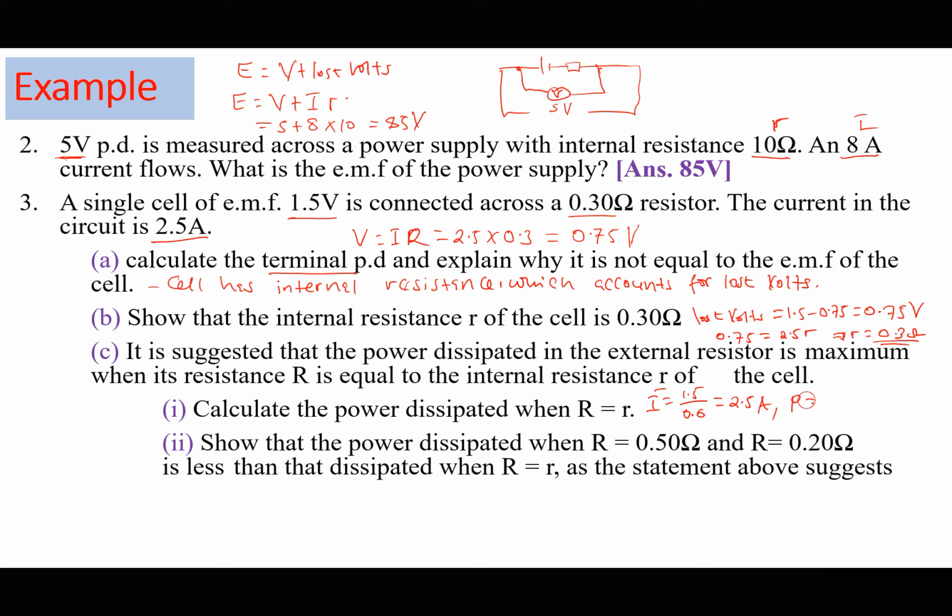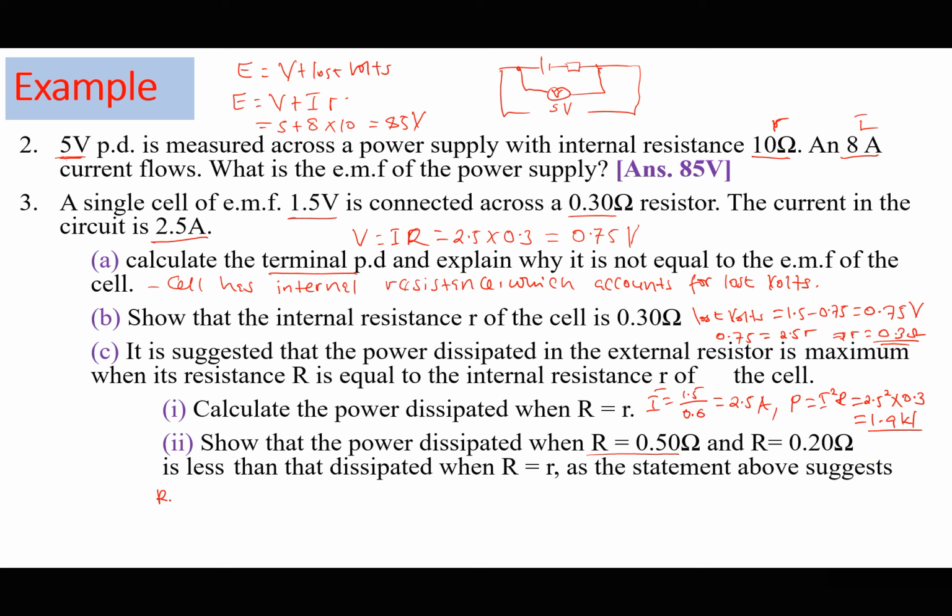And then the power dissipated is going to be equal to I squared times R, which is 2.5 squared times R, which is 0.3. So that's 2.5 squared times 0.3, which is approximately 1.9 watts. Show that the power dissipated when R equals 0.5 and R equals 0.2 is less than the power dissipated when R equals small r.